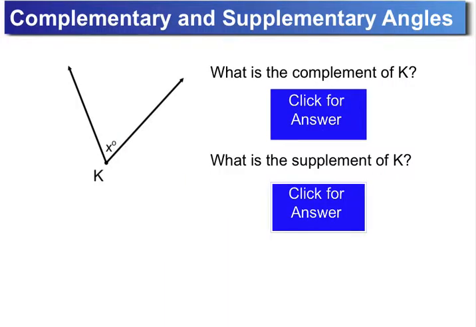The next thing I would like to talk about is what is the complement of K when I am not given a measure here. Now, I want you to imagine that X is 20 degrees. The complement then would be 90 minus 20, or 70. If X was 40 degrees, the complement would be 90 minus 40, or 50 degrees.